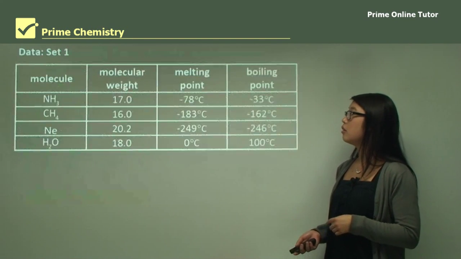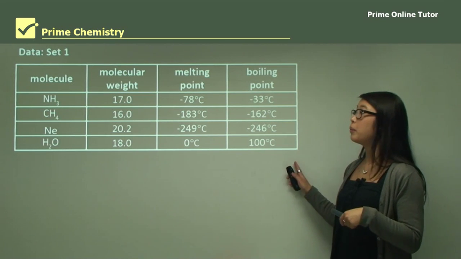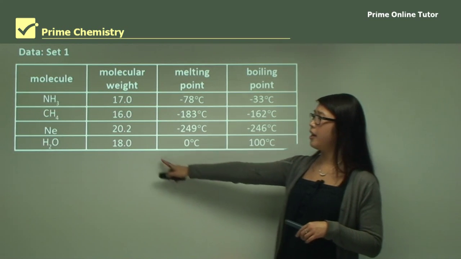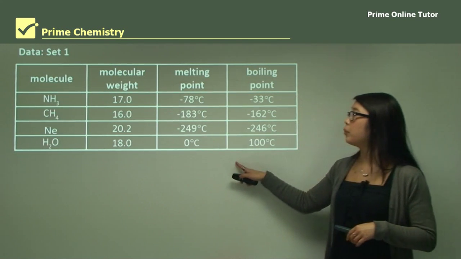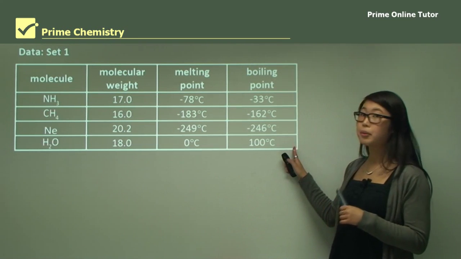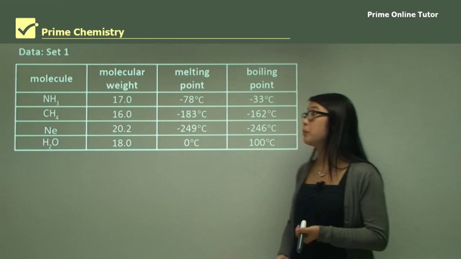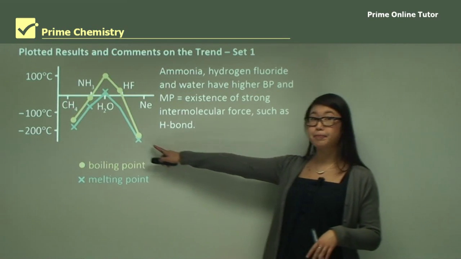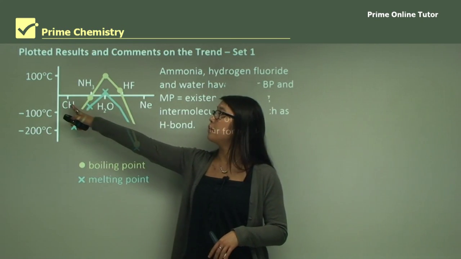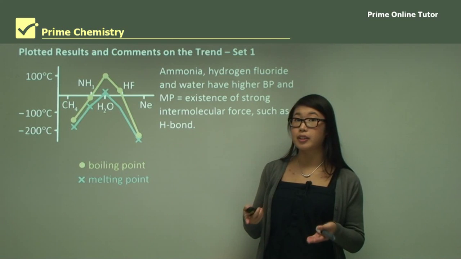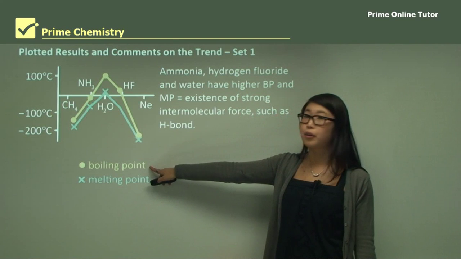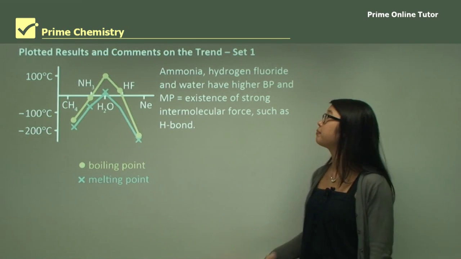So in the first set, we will be looking at NH3, CH4, neon, and water. And the molecular weights are here. We'll be plotting the melting points against the molecular weight, as well as the boiling points against the molecular weight. When we do this, we'll get a graph like this. Note the axis here are the different molecules, and they're increasing in weight. And then we're looking at the temperatures of both the boiling point, yellow line, and the melting point, blue line.